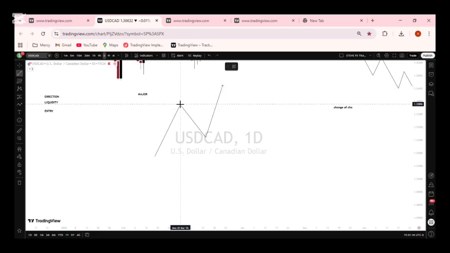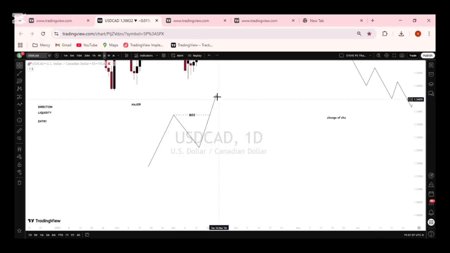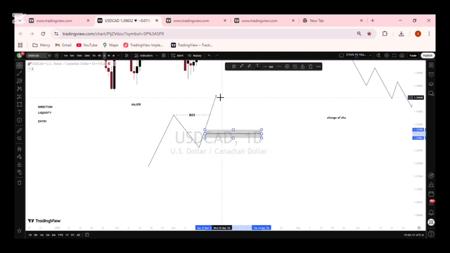Now, when we were discussing the major structures, we said that it is the directional engine of the market. So anytime that we see that a major high has been broken like this, that means the direction of the market is bullish, and the market is going to keep moving in that particular direction. But before the market continues in the direction, there should be a retracement to a certain level.